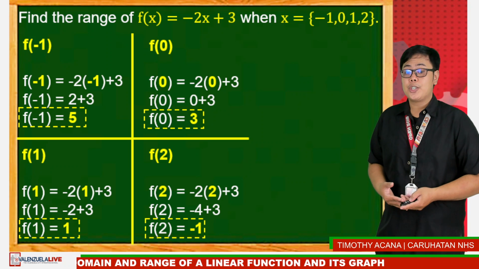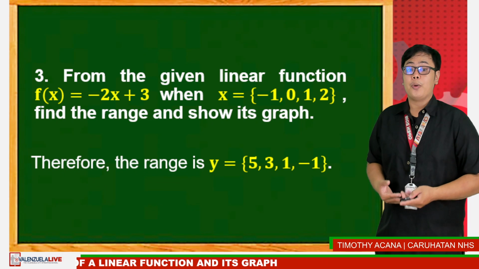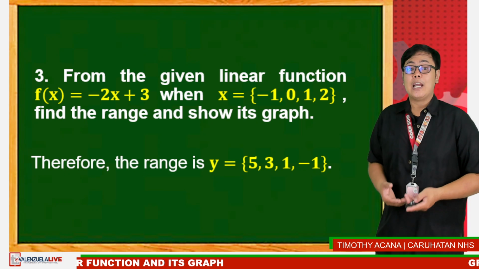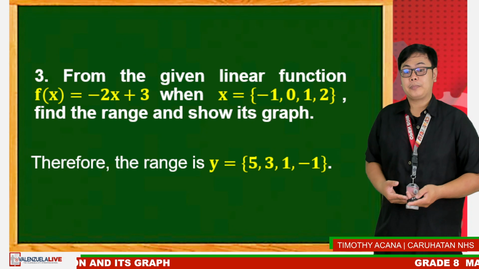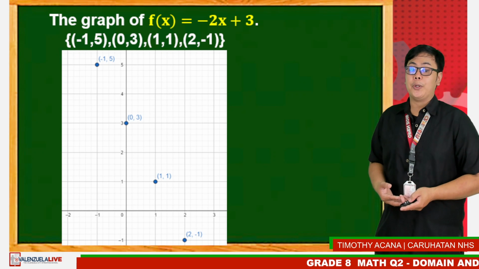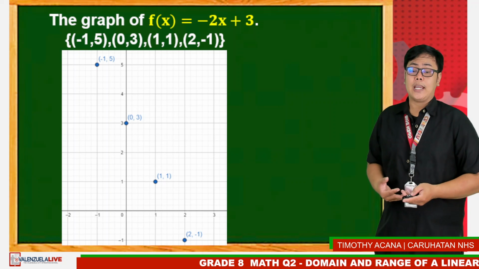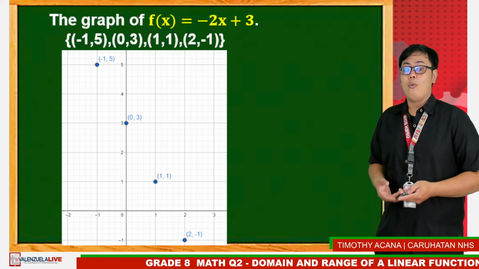Therefore, the range is y is equal to 5, 3, 1, and negative 1. And here we have the graph of f of x is equal to negative 2x plus 3, given the values of x is equal to negative 1, 0, 1, and 2.